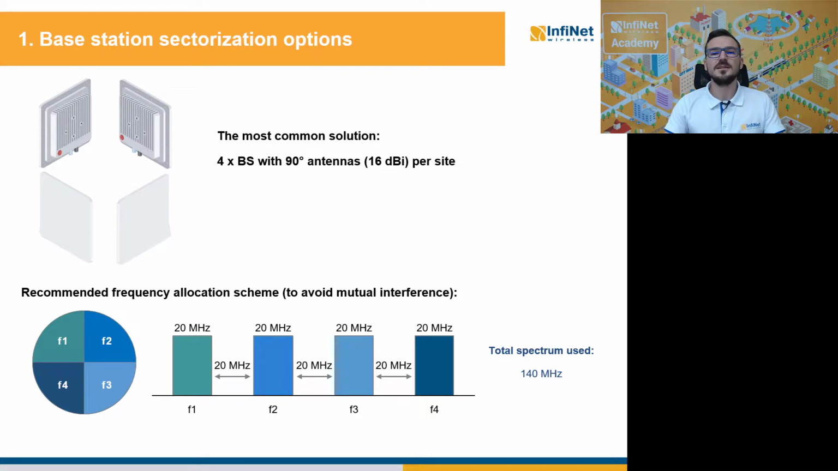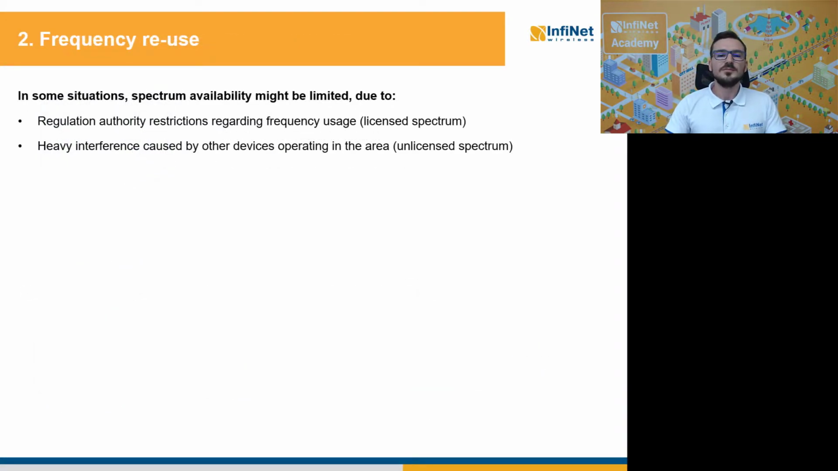We recommend that the guard interval should be at least equal to the channel width. This means that if you deploy 4 20 MHz sectors, the total spectrum that you must have available is 140 MHz, as you can see in this picture. But as we know, there are situations when you don't have that much spectrum at your disposal.